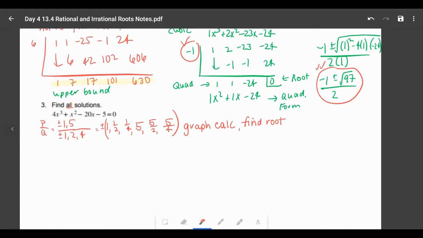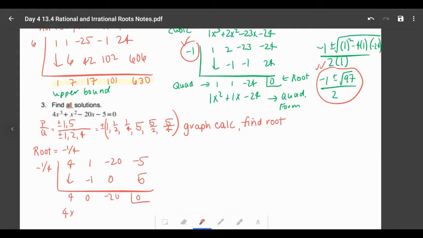All right, so now that we have found the root on our calculator, we know that the root is equal to -1/4. So that means I'm going to do my synthetic division with -1/4. So I'm going to put down my coefficients here, and I'm going to do my synthetic division. If I do it all correctly, remember I should get a remainder of 0. So if I add -5 and 5, that gives me 0, which is great because now I know that I have a quadratic that is 4x squared plus 0x minus 20.